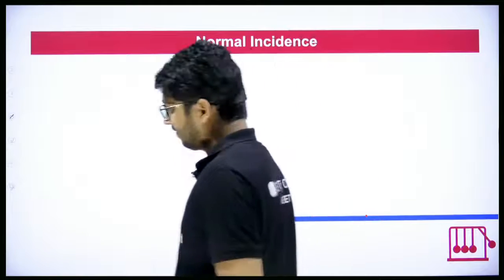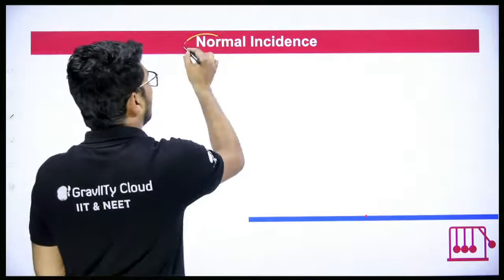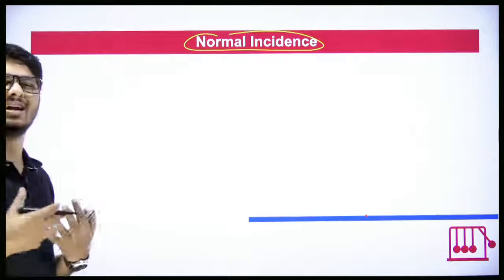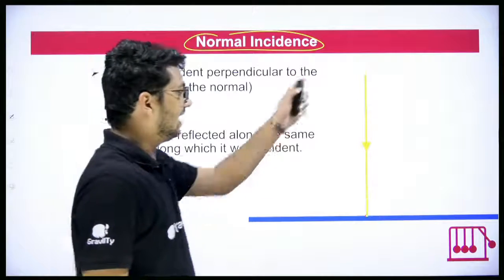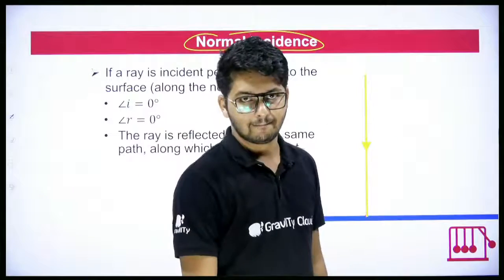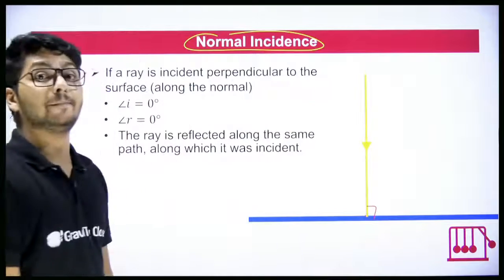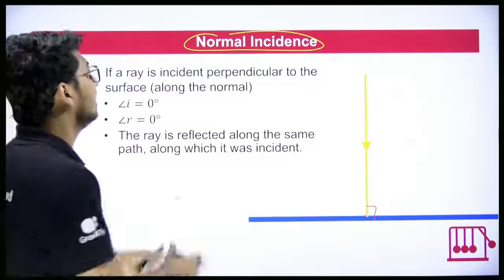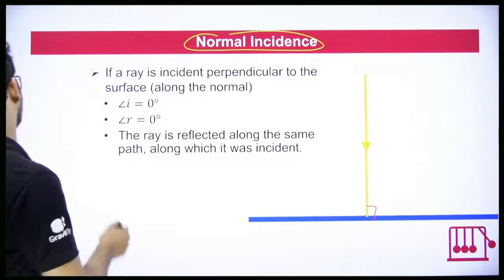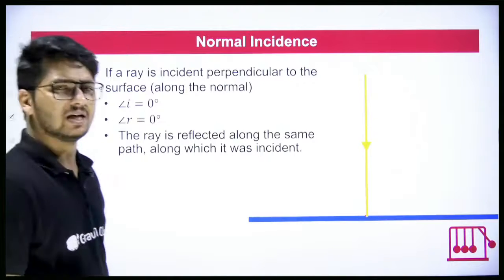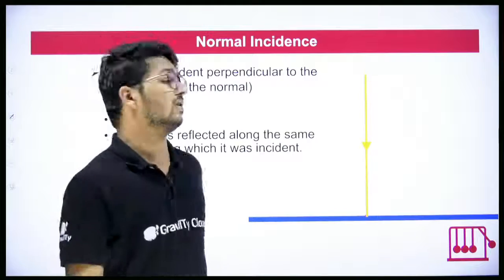Now, we have a special case. Special case of incidence. What is that called? Normal incidence. And what does that word normal mean? Normal will mean perpendicular. So whenever a ray of light is incident perpendicular to the surface, then we say that it is the case of normal incidence. And here, the interesting point is, or let me ask you this. What is the angle of incidence?